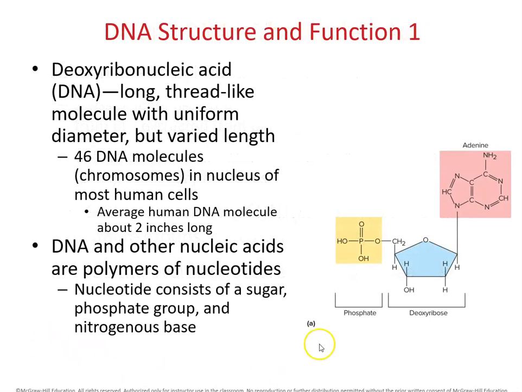So we've seen this picture before. DNA is made up of a nitrogenous or nitrogen-containing base. You guys can see the nitrogens here. A sugar, in the case of DNA, it's deoxyribose, and then a phosphate group.